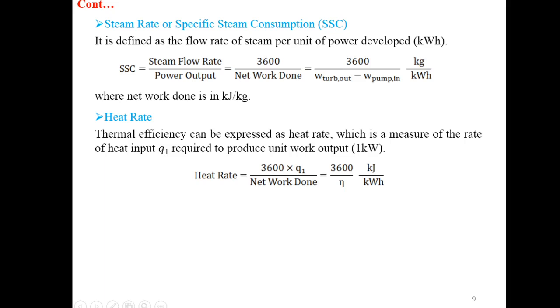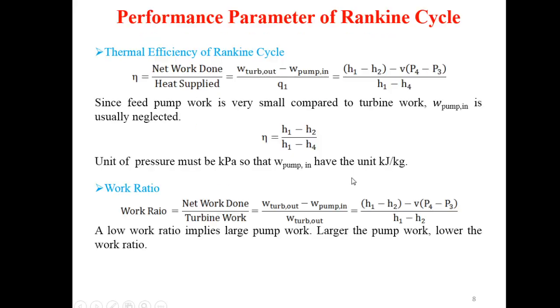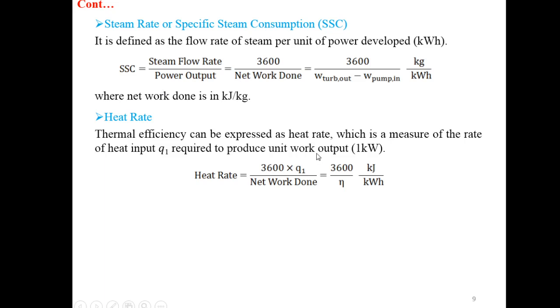Next is heat rate. Thermal efficiency can be expressed as heat rate, which is a measure of the rate of heat input Q1 required to produce unit work output, that is 1 kilowatt. So heat rate formula will be 3600 multiplied by Q1 divided by net work done. So we can say 3600 divided by efficiency. So unit will be kilojoule per kilowatt hour.